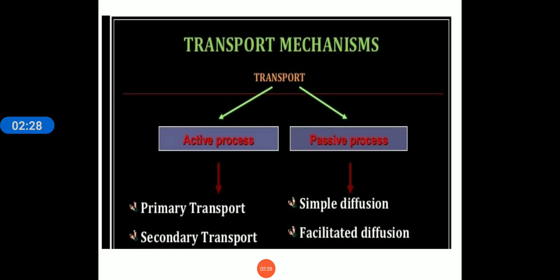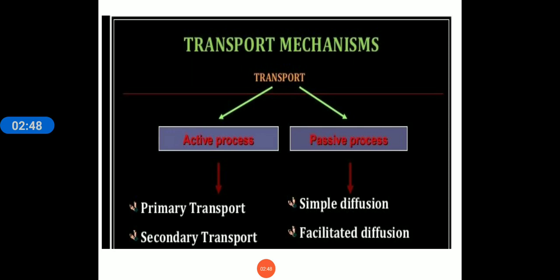The active process involves the use of ATP, adenosine triphosphate, for the transport of molecules across the plasma membrane. In the passive process, there is no involvement of ATP. No ATP is required in transporting the molecules across the plasma membrane via the passive process, but ATP is required for transport via the active process.